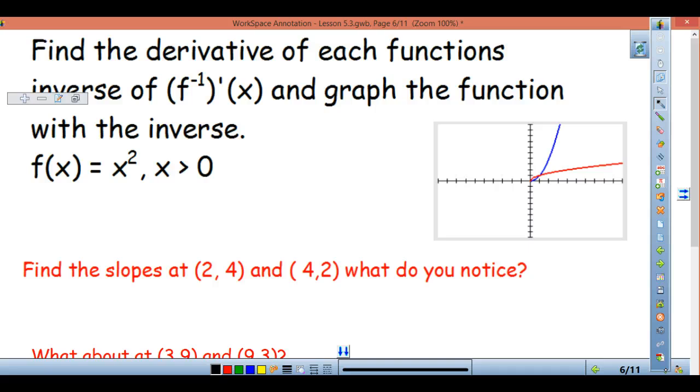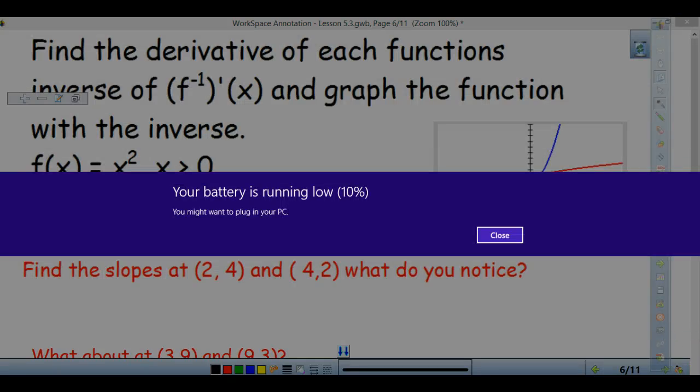All right, so let's start off with a function that's pretty easy to work with, that you're pretty familiar with. So we're going to look at half of the parabola f of x equals x squared on the domain x is greater than 0. What I want to do is find the derivative of its inverse and look at some derivatives at specific points. Okay, so I have f of x equals x squared graphed in blue there.